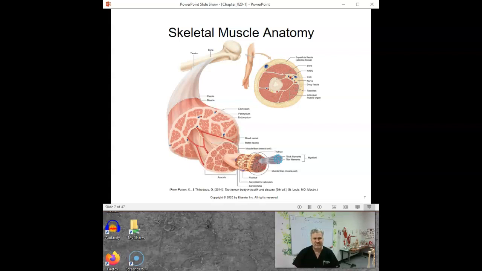Does that make sense? I'm not seeing a lot of aha looks. Kind of, sort of, maybe. Okay. There are some names for the fascia around these.